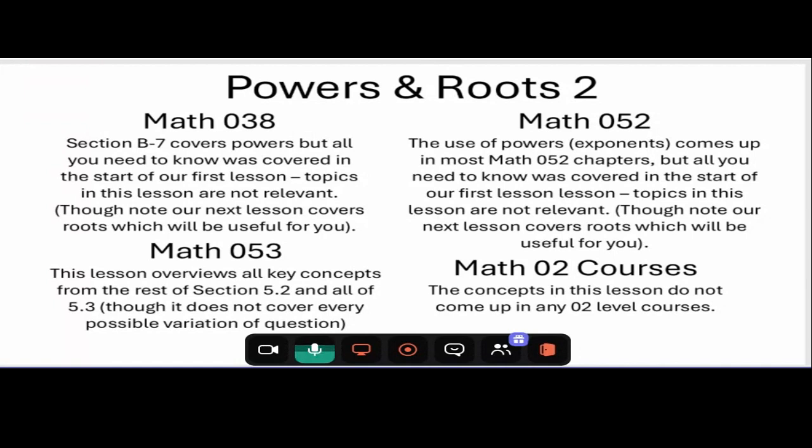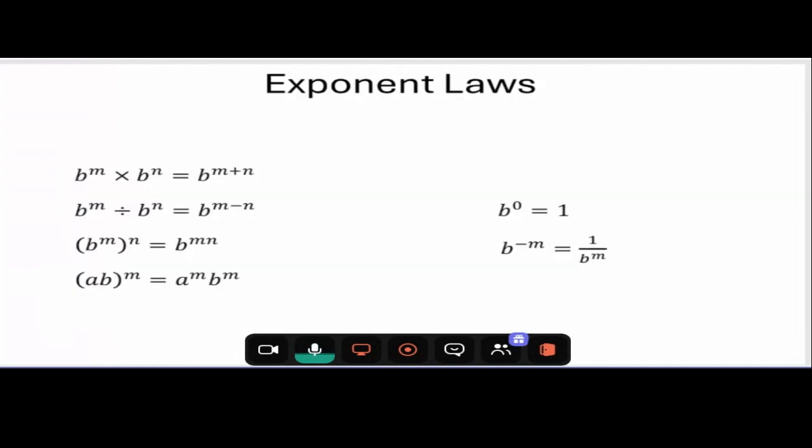There's no possible way we can cover every possible variation of question. We have 5 or 6 or 7 exponent laws, depending how you look at it. And there they are, I've got them listed as 6 here. After you practice each one individually, they're going to put them all together, and the combinations and variations in questions are limitless. So you have to know each law and then be able to apply them in order.